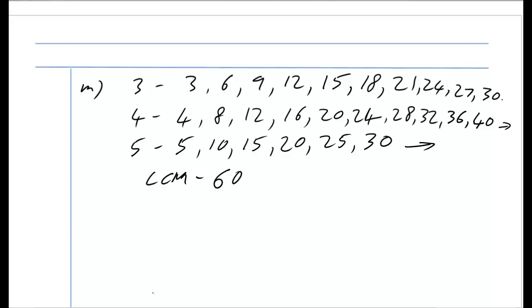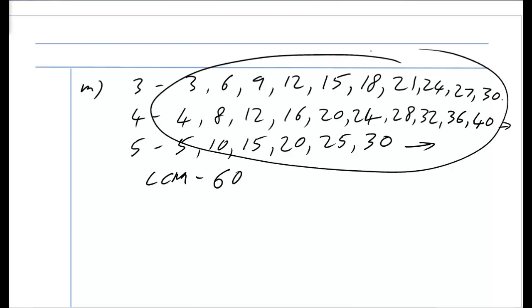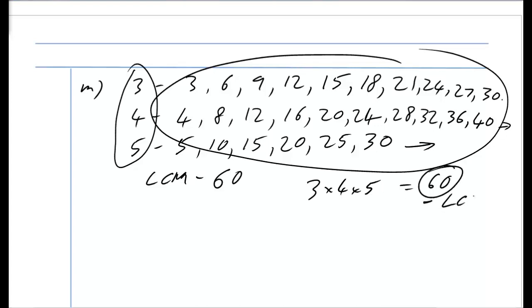Now just a clue. If you get one like this and you're desperate and you just keep writing things down and you can't seem to work out the multiple, there's a cheat way. You get these three numbers, 3, 4, and 5, and you multiply them together. So we want to find the lowest common multiple between 3, 4, and 5. You go 3 times 4 times 5. 3 4s are 12, 5 12s are 60. So there's the lowest common multiple.